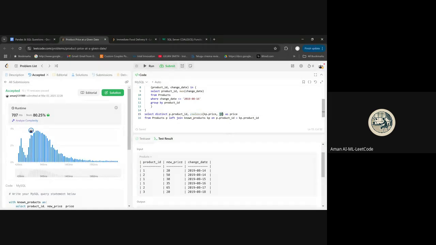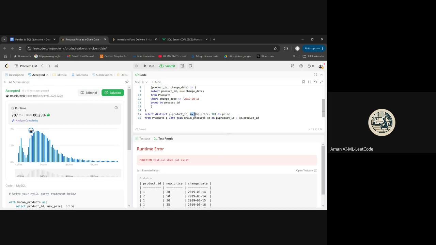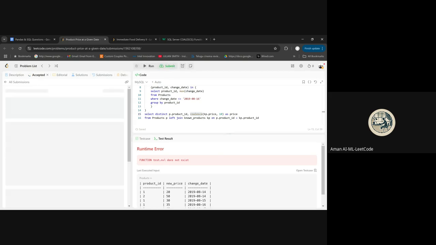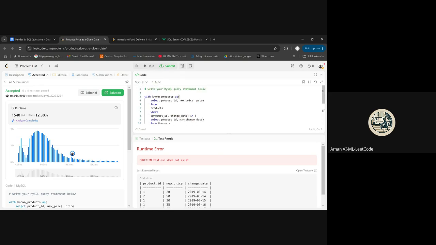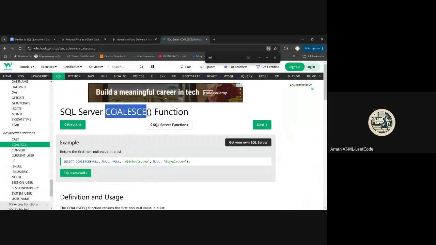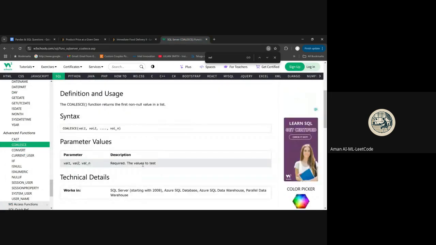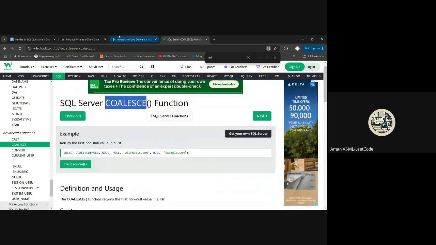If the value is null, then you replace it with the non-null value. I think NVL is also something which is used sometimes. Let's see if this works. Right, there's no such function present; this is the function that is present. This is slower than the earlier approach, but this is also one way of solving it. So you need this particular function, COALESCE. I'm not sure how to pronounce it, but it's going to give you the non-null value.